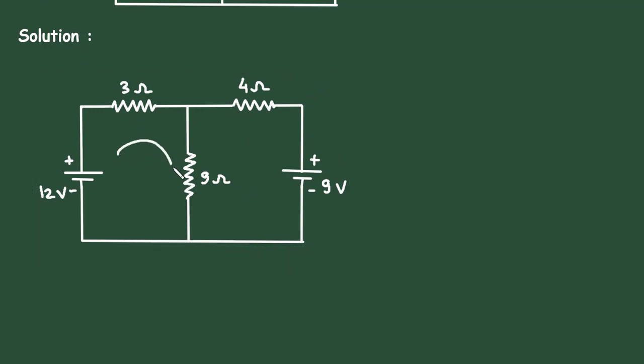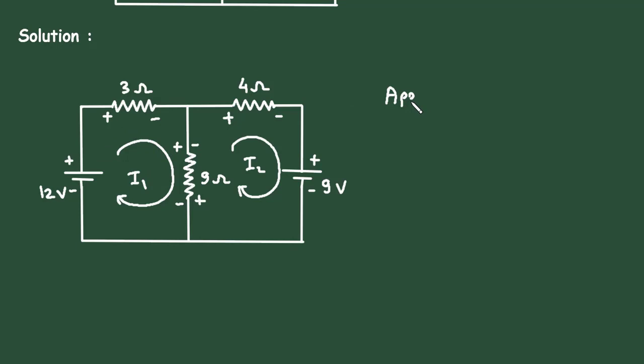Let's say this is mesh number 1 with current I1 and this is mesh number 2 with current I2. Now according to the direction of this current I1, this will be positive here, negative here, positive here, negative here. And according to the direction of this current I2, this will be positive and this will be negative, positive, negative. Now here for mesh number 1 we will apply KVL.